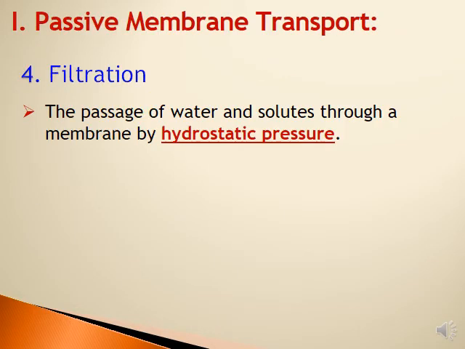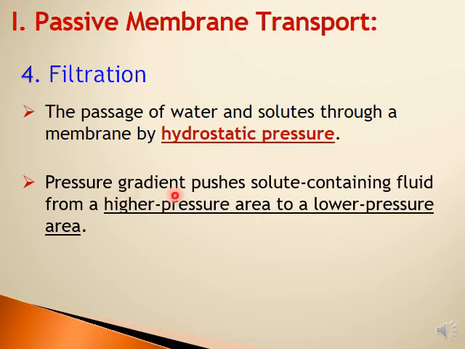The fourth type of passive membrane transport is filtration, and this is the passage of water and solutes as a bulk, so water and whatever is present in that water, through membranes, and this is driven by hydrostatic pressure. For example, the hydrostatic pressure inside the blood vessels will force fluid or water with all its contents that can cross the capillary membrane to pass from the lumen of the capillary into the interstitium. The pressure gradient pushes solute-containing fluid from a high pressure area to a lower pressure area.